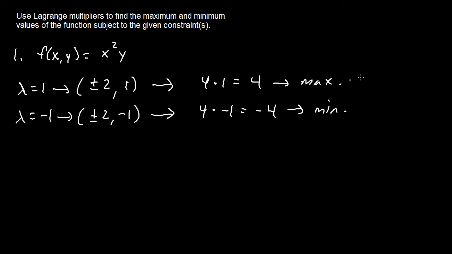So maximum value, once again, when we plugged in f of plus or minus 2, 1 into the original function, and then we got the minimum when we plugged in plus or minus 2, negative 1 into the original function.